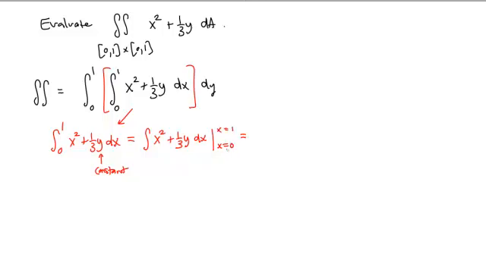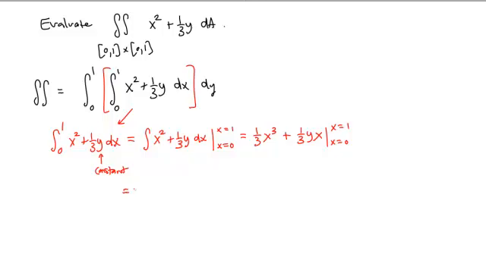So how would we find an antiderivative? Well, the antiderivative of x squared is 1/3 x cubed. What about an antiderivative of 1/3 y? Well, just think y is a constant. So the integral of a constant is just the constant times x. And so we'd have 1/3 y x evaluated from x equals 0 to x equals 1.